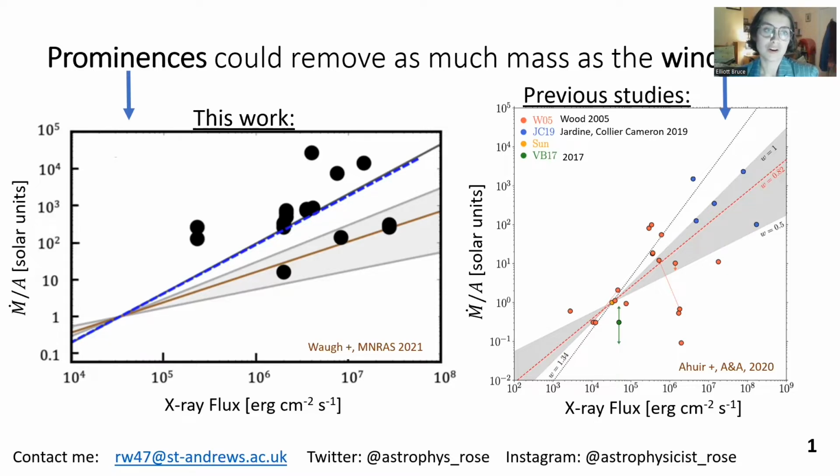These plots are of mass loss rates per unit surface area against X-ray flux. And I'll be back later in the talk when I'll give a bit more detail about them. But right now, the main point I hope for you to see is that prominences, the modeled prominences from this work on the left-hand side, show the same behavior as the wind that I've shown on the right-hand side, taken from previous studies.